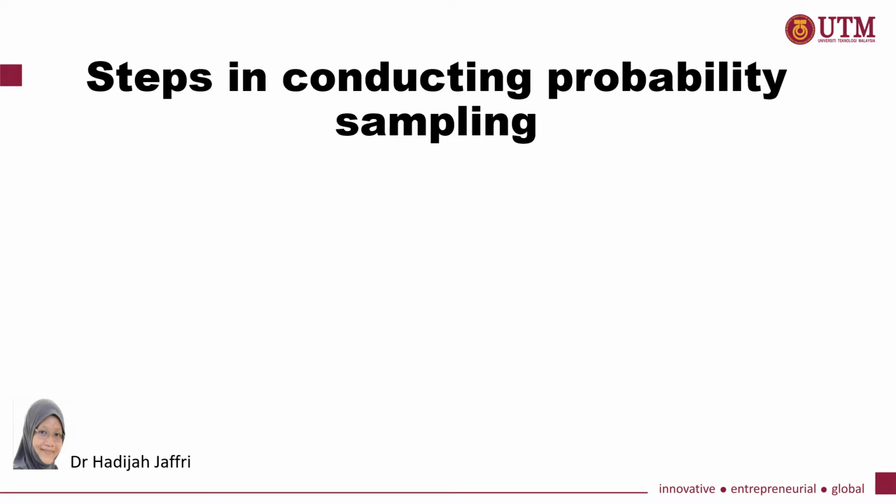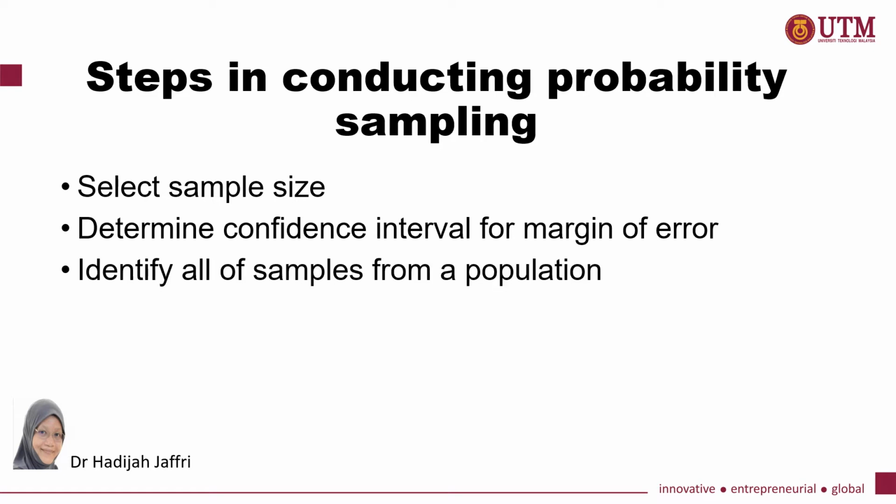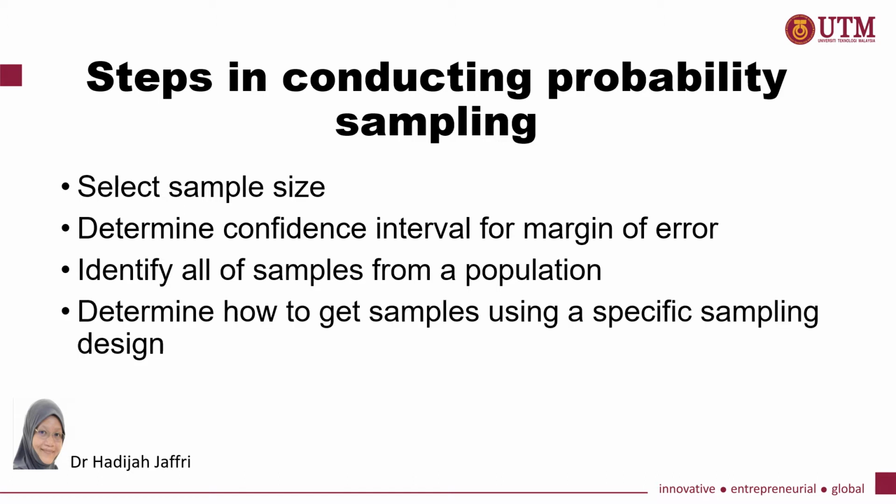What are the steps in conducting probability sampling? First, select sample size. And to do so, we need to determine the confidence level for margin of error. Next, identify all of the samples from a population. Then, determine how to get samples using a specific sampling design.